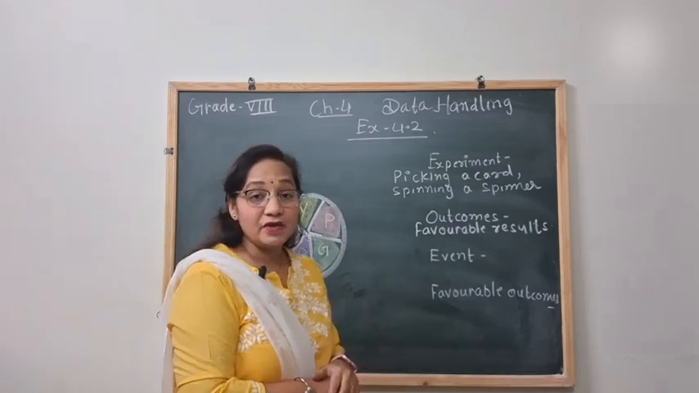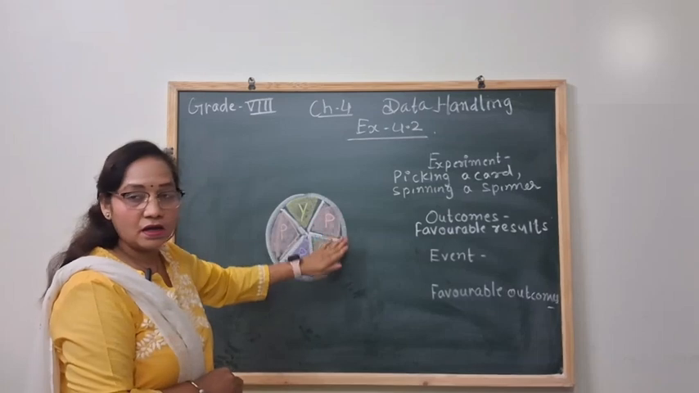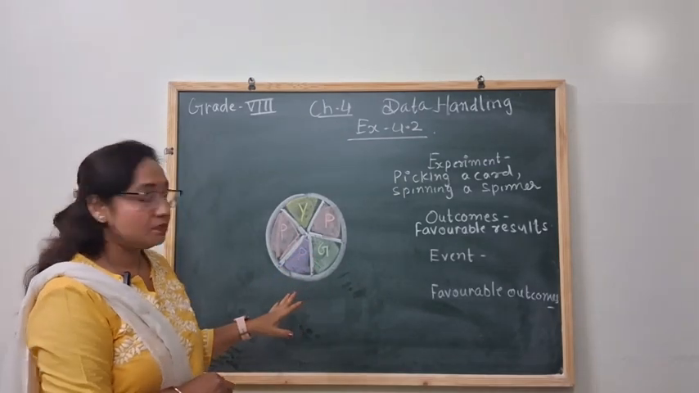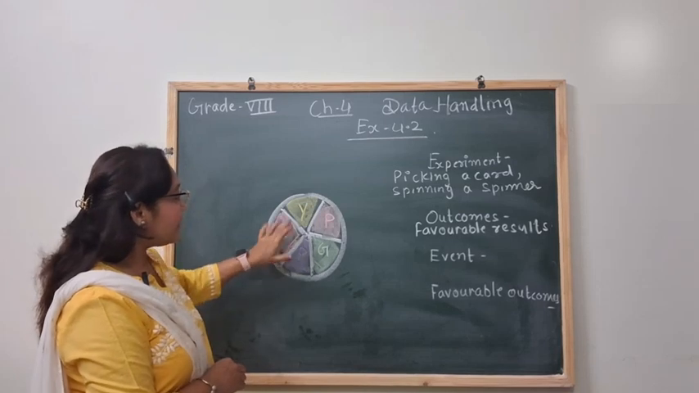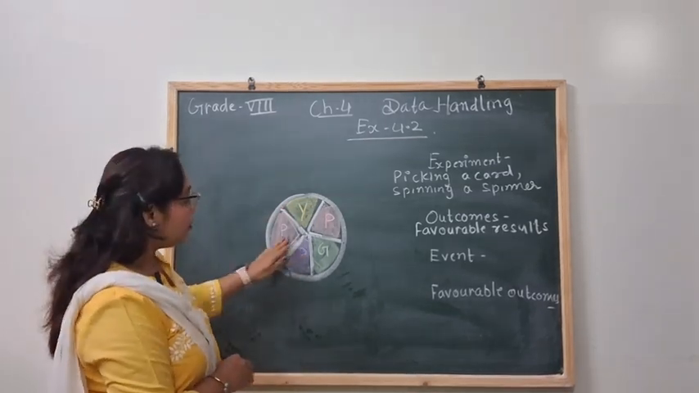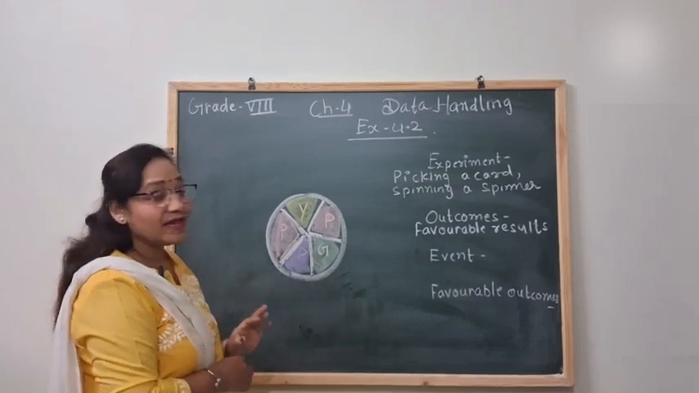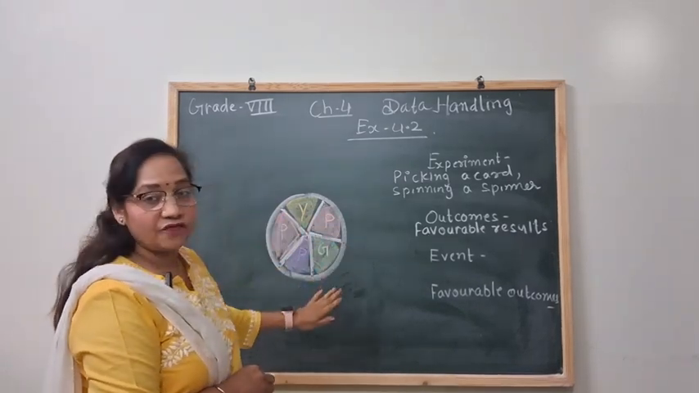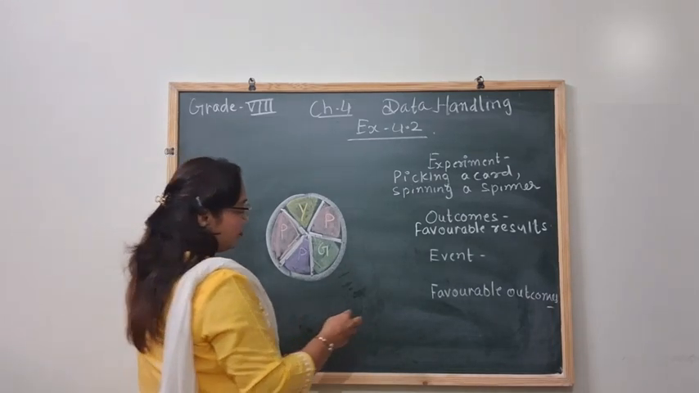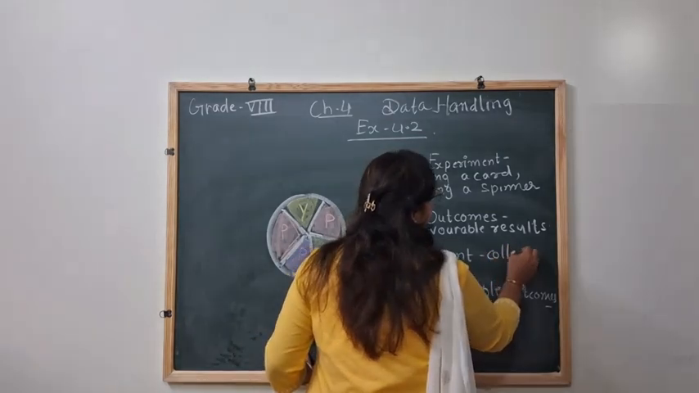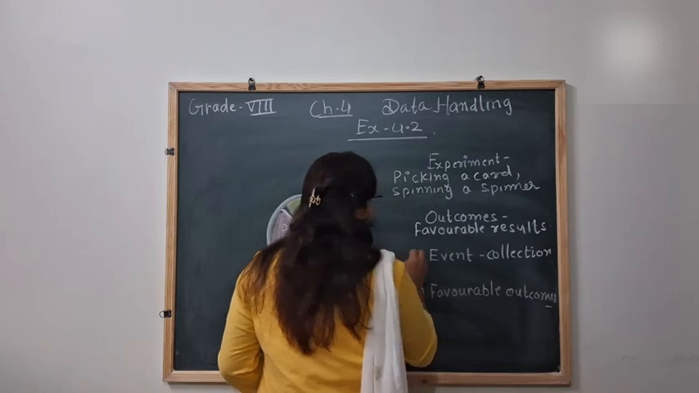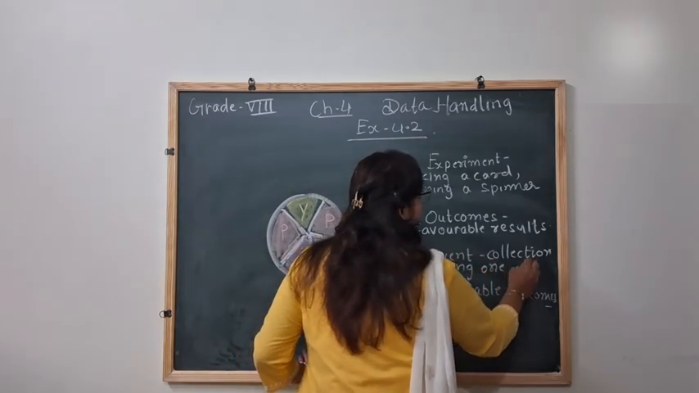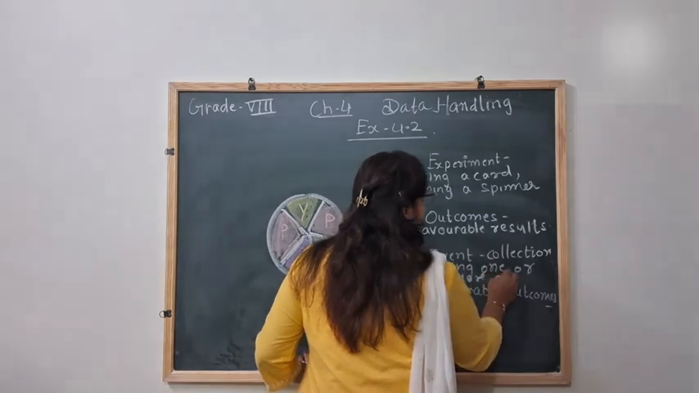Now what do you understand by event? Now you know what the outcomes are. Event means a collection of one or more outcomes. The possibility of getting yellow, that is an event. The possibility of getting pink is an event. The possibility of getting green is an event, and the possibility of getting purple is an event. So event means a collection of getting one or more outcomes.